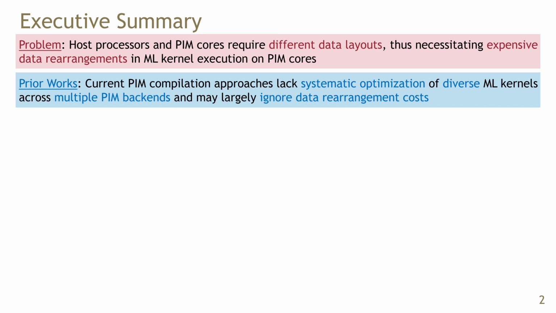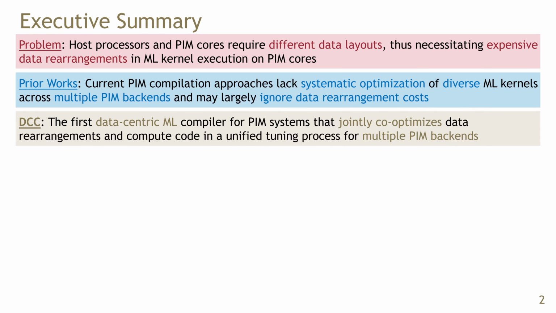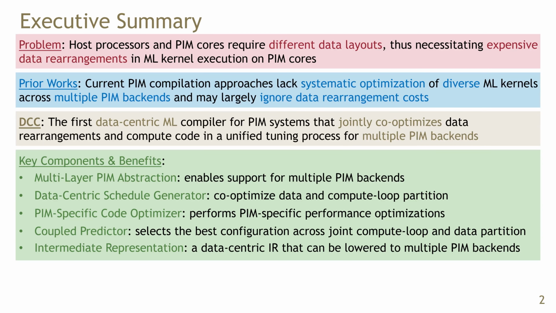Current PIM compilation approaches largely ignore this and only design for a single backend or a few kernels. Therefore, we propose DCC, the first data-centric machine learning compiler for PIM systems that jointly optimizes data rearrangement and compute for multiple PIM backends. DCC has 5 key components.